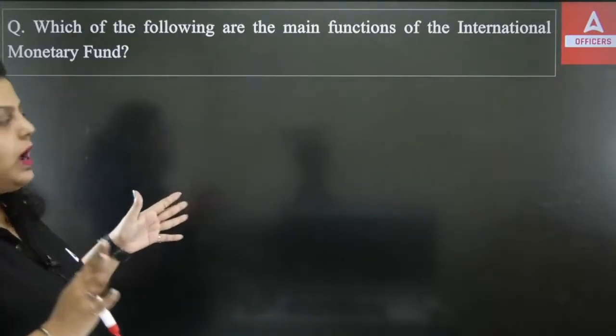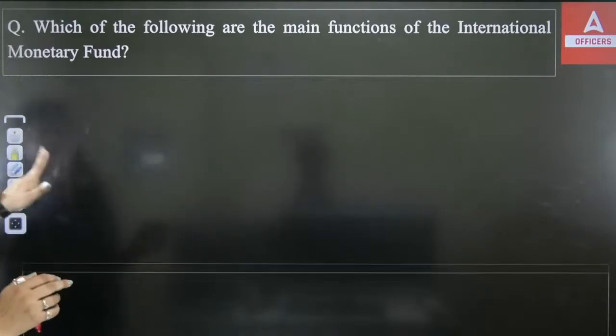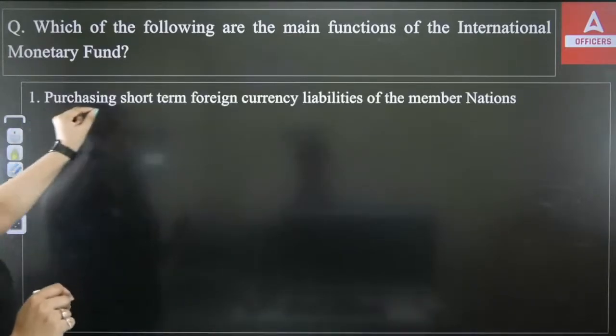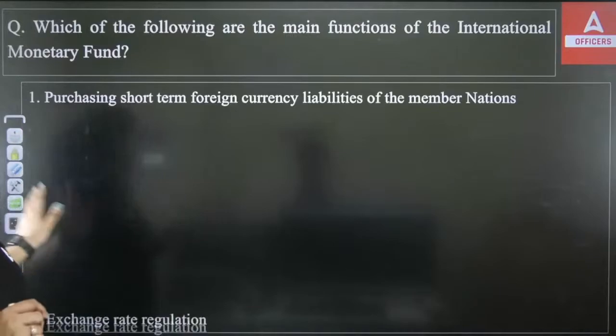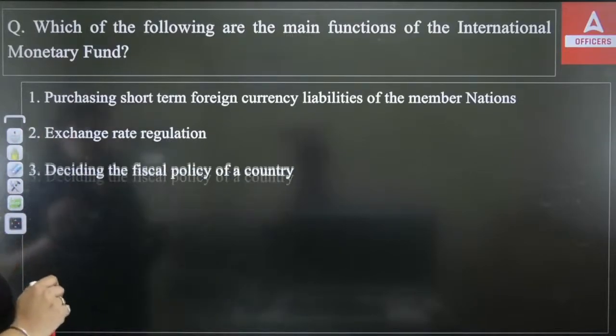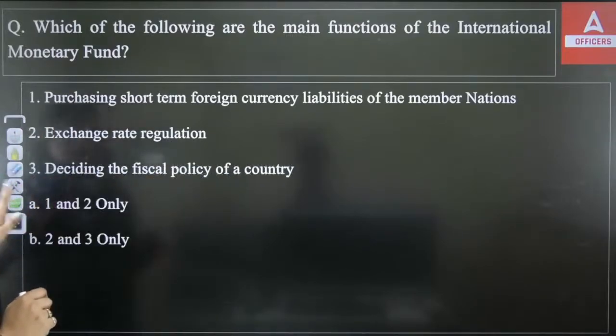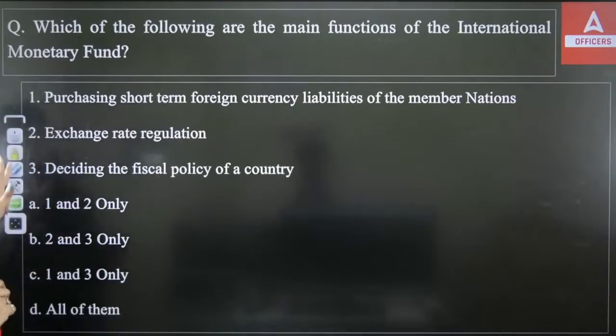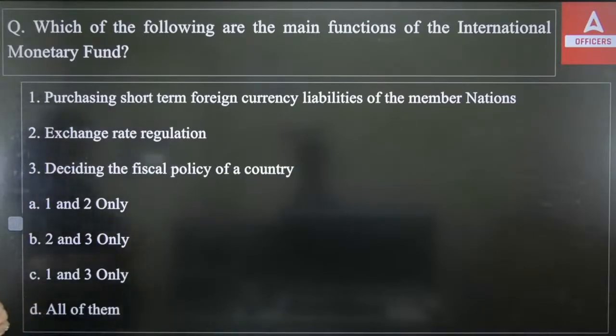Next question. It is talking about which of the following are the main functions of IMF. So what actually does IMF do, that you have to answer. What is the main function of IMF? First, we have purchasing short-term foreign currency liability of the member nation. Second, we have exchange rate regulation. Third, we have deciding the fiscal policy of the country. And out of these, you have to tell what actually the primary function of the IMF is.